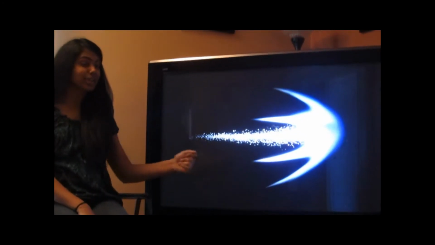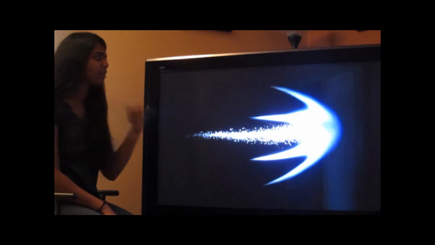Look, there's a shooting star outside our window. It reminds me of a parabola. I remember how to graph those.